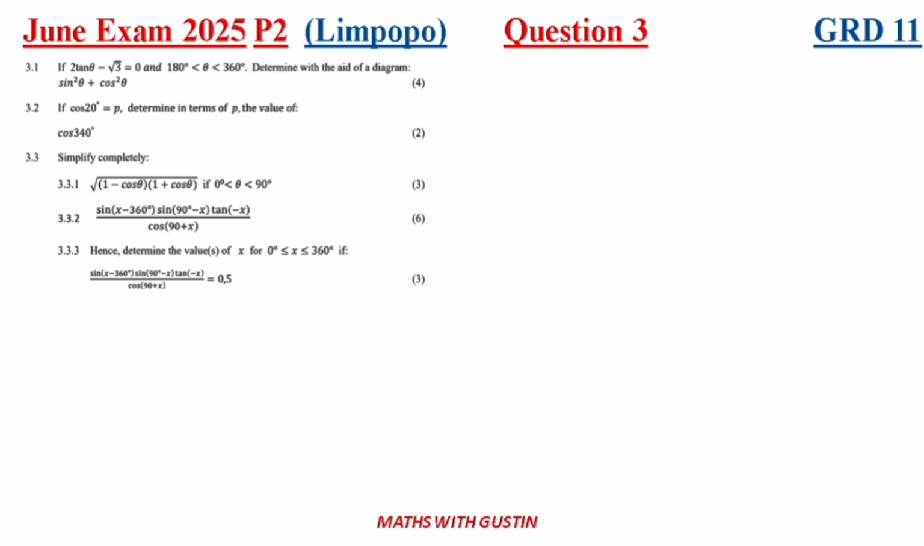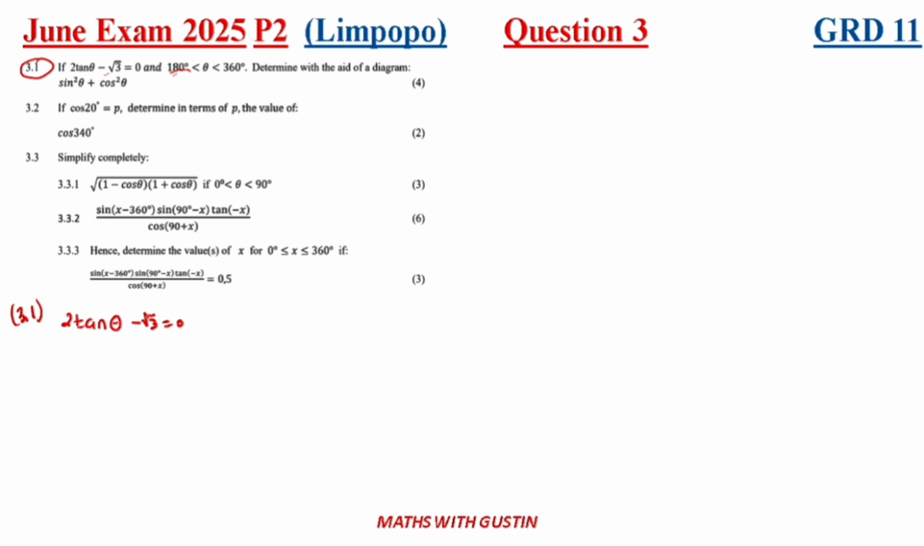So let's have a look at this one. It's question 3.1. It says if 2 tan theta minus the square root of 3 is equal to 0, and theta is greater than 180 but less than 360, with the aid of a diagram, they're asking us to find sine squared theta plus cos squared theta. So you're just going to come here, and we understand what they're saying, but they're giving it to us in this form. This is the tricky part, guys, but if you know how to deal with this, you make life easy for yourself.